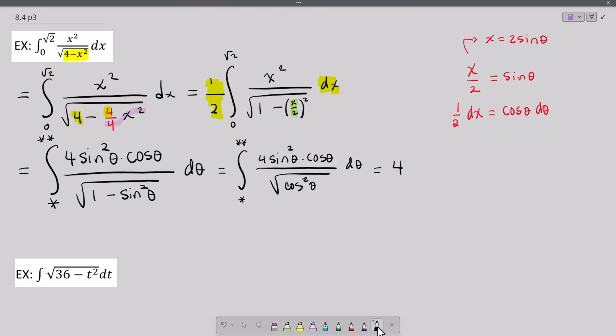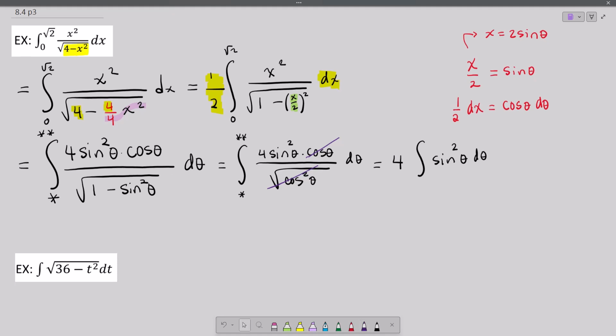So we get 4 coming to the outside. We have sine squared in the numerator. Oh gosh, don't we have a bunch of cancellation? So we just end up with that. Because this denominator turns into cosine, and the numerator has a factor of cosine, so this and this are going to cancel. Square root of cosine squared is cosine. Cosine divided by cosine is 1. All right. We're somewhere.